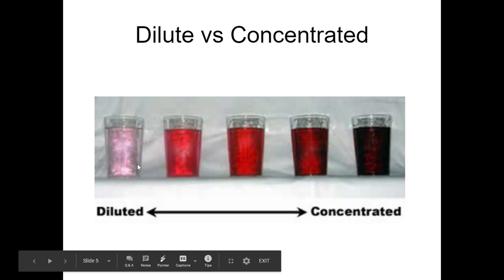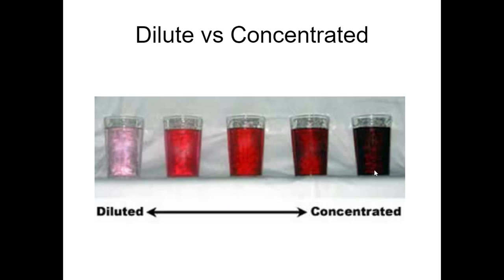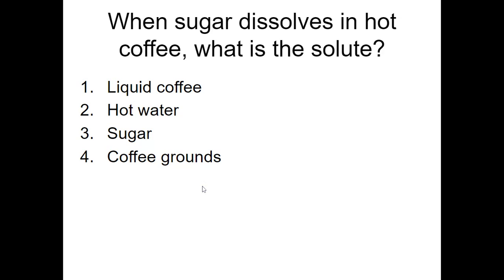All right. Here we see diluted versus concentrated substance. This looks like it could be cranberry juice. Maybe pure cranberry juice, and then you add a little bit more water, some more water, some more water, and it just starts to become more diluted.